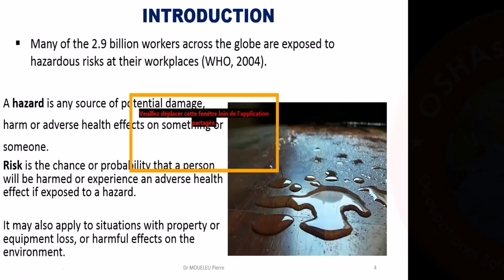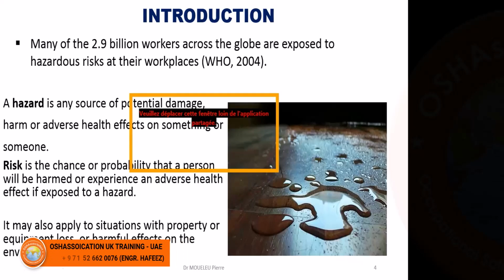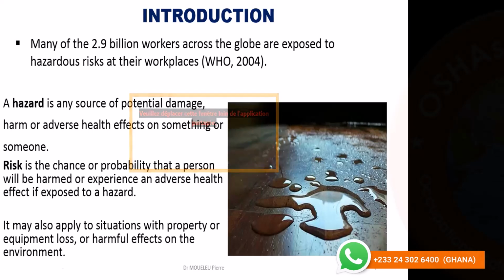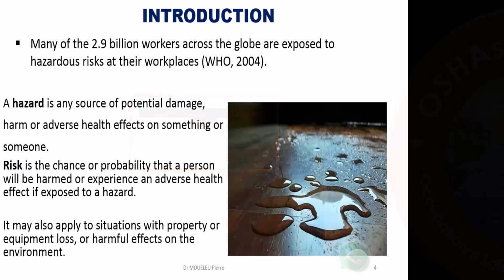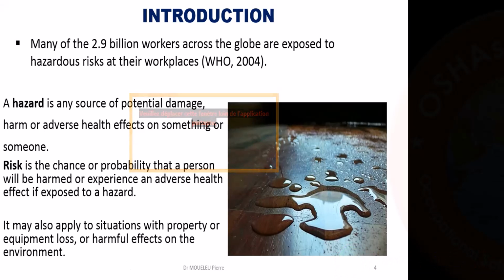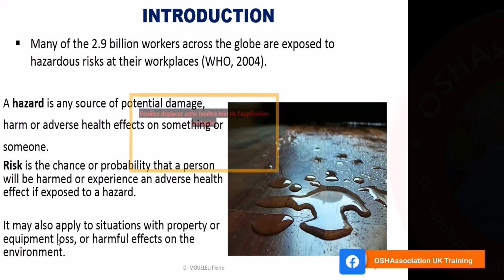While waiting for it to go alone, I was precising that hazard is any source of potential damage, harm, or adverse effects. Adverse effect on something, or someone. And the risk is known as the chance or probability that a person will be harmed or experience an adverse health effect if exposed to hazards. So risk can also be presented as the exposure to the hazards. So if you are exposed to hazards, you are creating a situation in which we can qualify it like a risk. It may also apply to situations where there are property or equipment loss and harmful effects on the environment. We also talk about hazards when it is about environment.